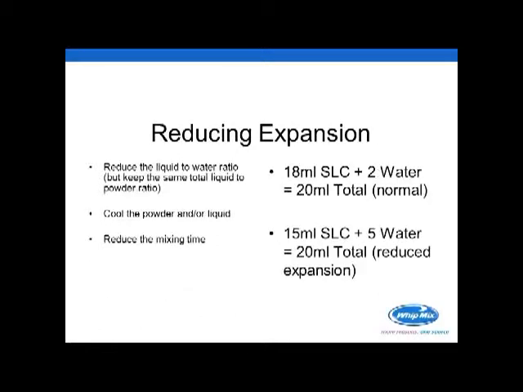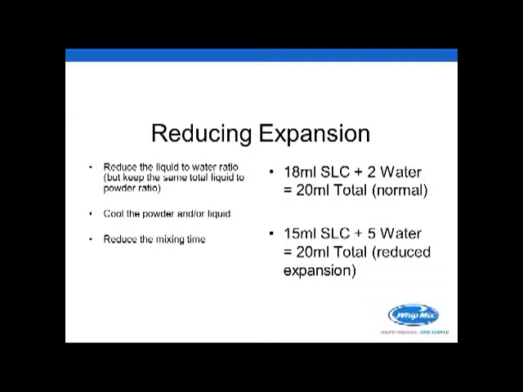Let's say you've got the one that's the socks on a rooster, as a lot of the technicians refer to it. What we're going to do is reduce the special liquid to water ratio, always keeping the same total liquid to powder ratio. Here's the example of normal again, 18 milliliters of the special liquid and 2 water for a 20 milliliter total. If we want to reduce the expansion, we would drop it, let's say, to 15 milliliters of the special liquid with 5 water, so that our total is still 20 milliliters for our powder.